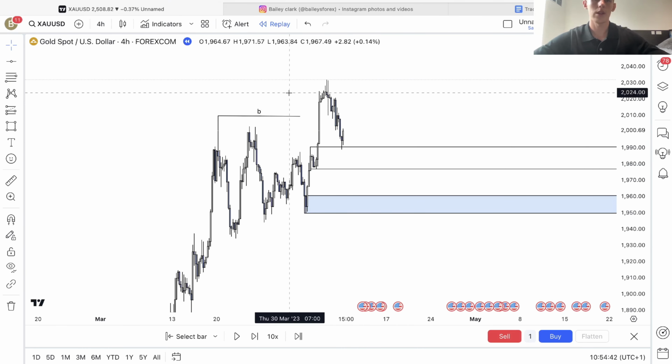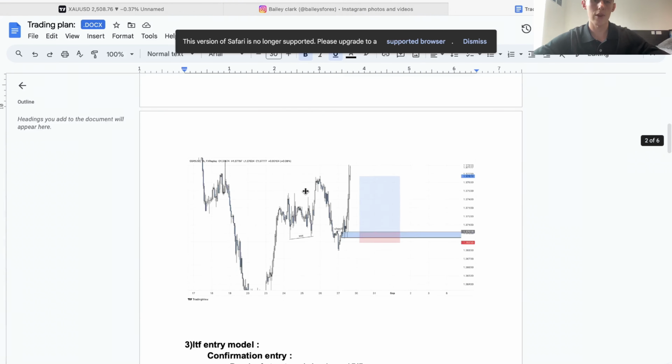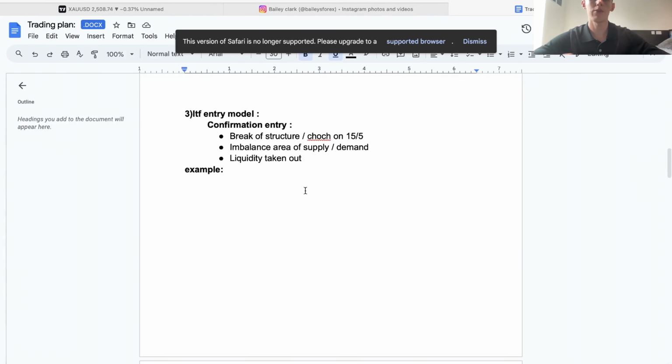So yeah, that brings us to step 3. Lower time frame entry model.